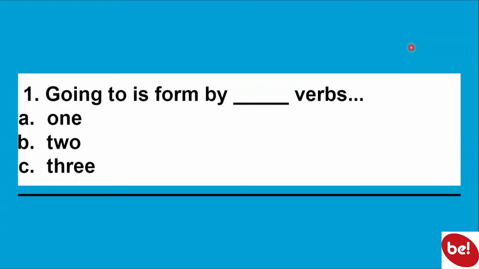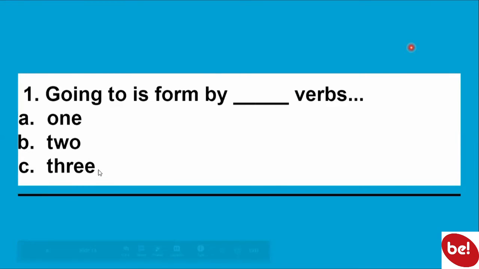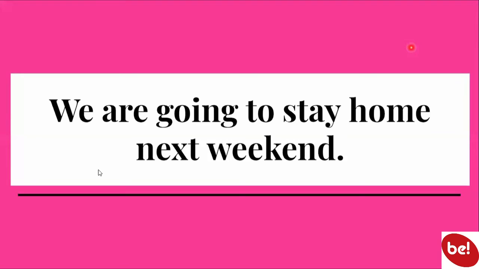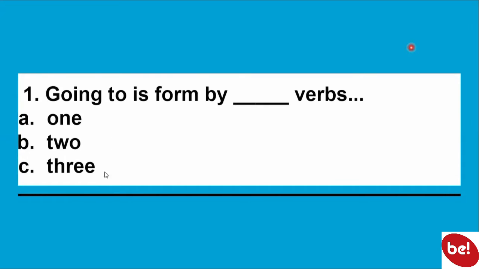So going to for future plans is formed by how many verbs? One verb, two verbs, or three verbs? I'm going to show you here. We are going to stay home next weekend. So let's see how many verbs we have. Are is a verb, going is a verb, to is not a verb, stay is a verb. So how many verbs do we have? We have three verbs, okay? So letter C.